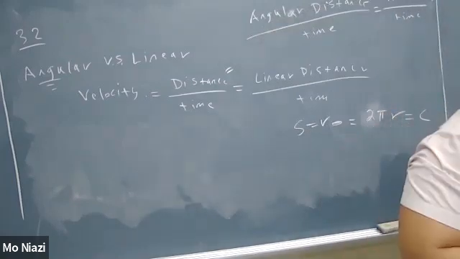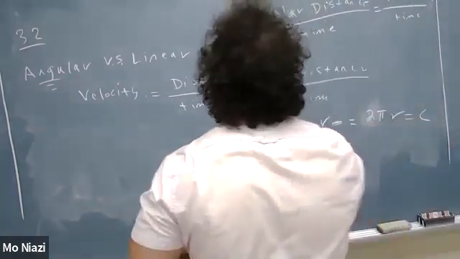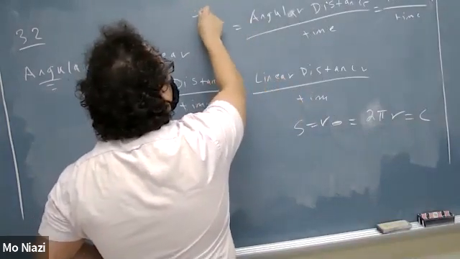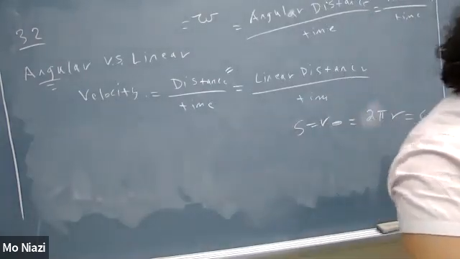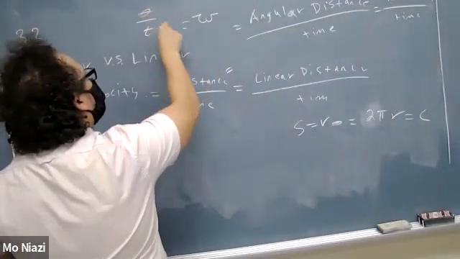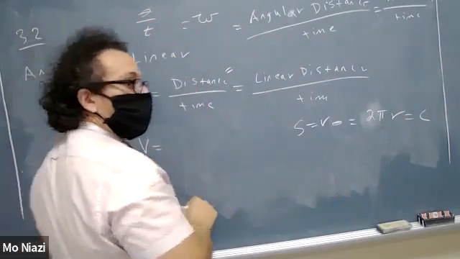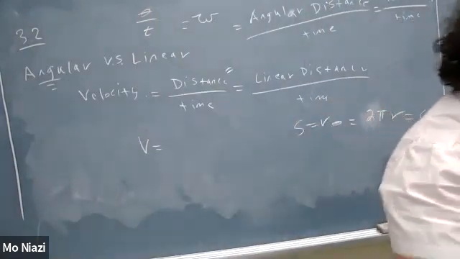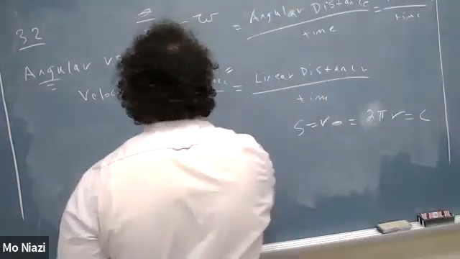Yeah, it's very cool. Okay, so let's talk about angular velocity. It's something we call omega. And omega is equal to theta over time. Whereas linear velocity v is equal to r theta over time.